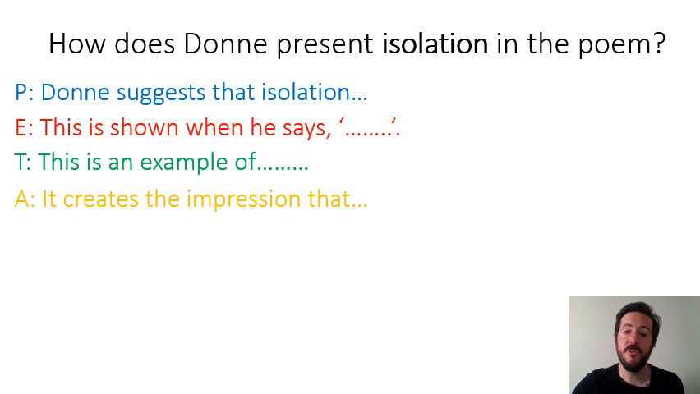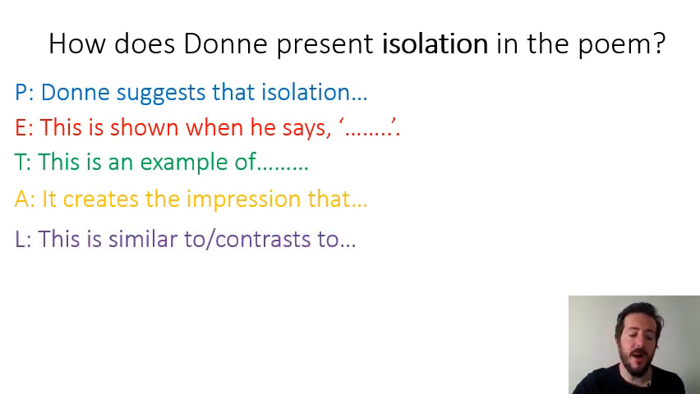that we mentioned in the point to begin with, and then how this is similar to or contrasts to another point in the poem. Now you won't necessarily include a link to another part of the poem every paragraph, but it's important to keep that in your mind as you're going forward, so that when it is relevant to make a connection, you'll do that.